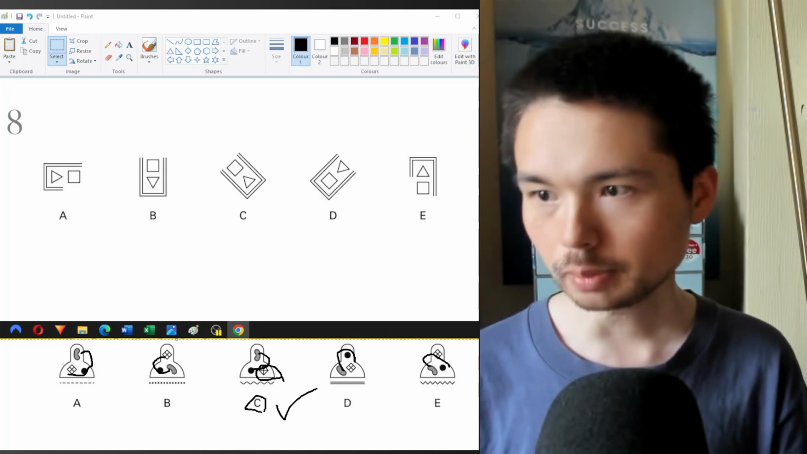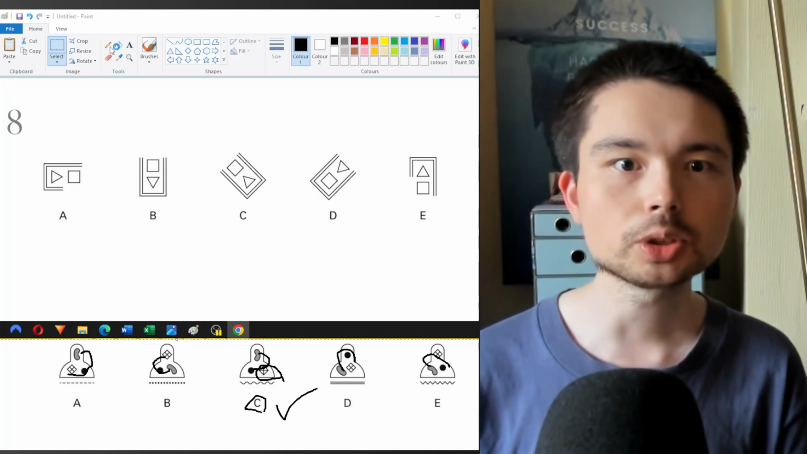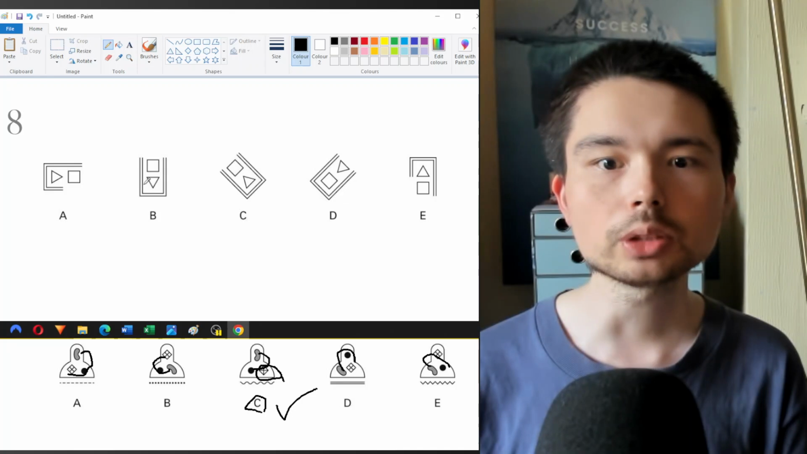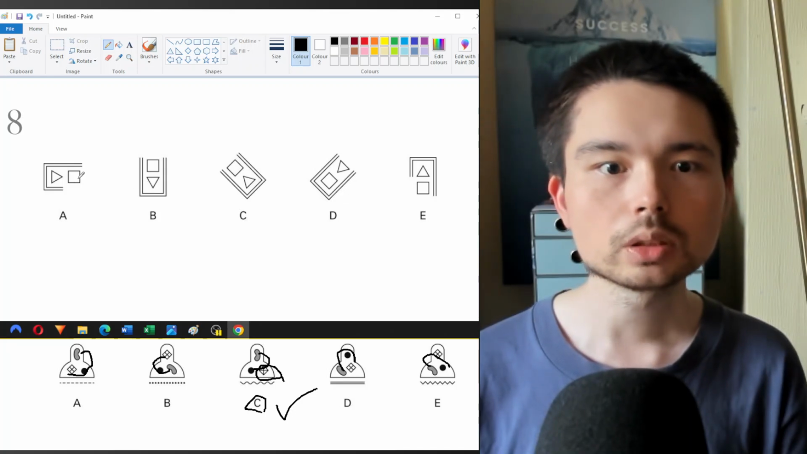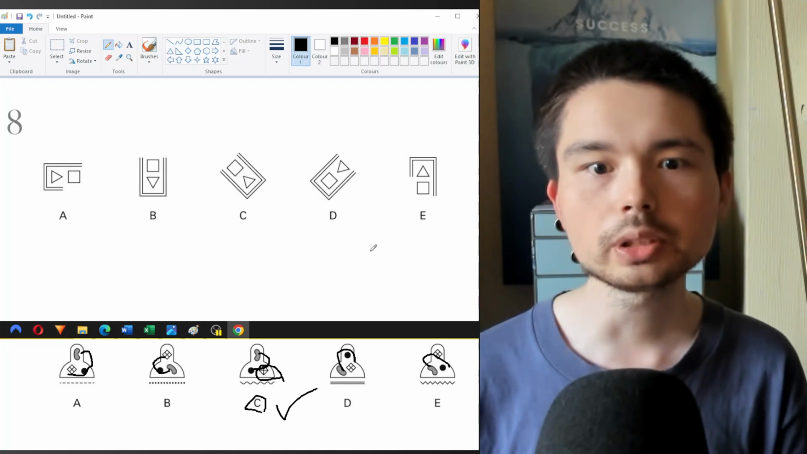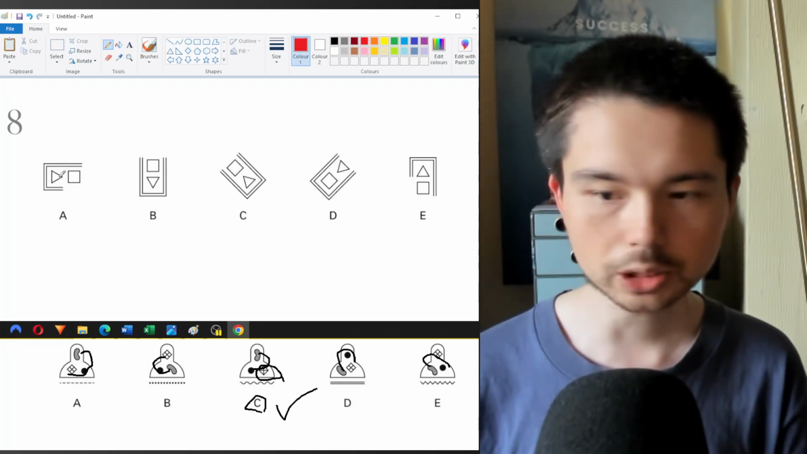Question 8. 8 minutes in. Let's quickly do this. 2 more after this. We have squares and triangles. What else can we say? It's not fully complete with some of them. A, E. Not fully complete. Okay. Now, when I saw this, I thought it's the triangle. Where is it pointing to?